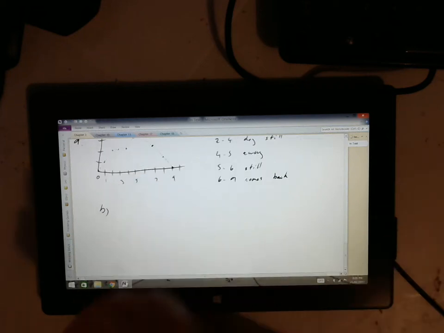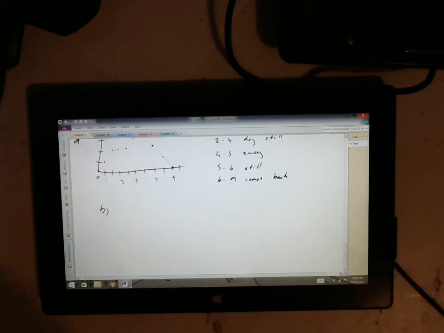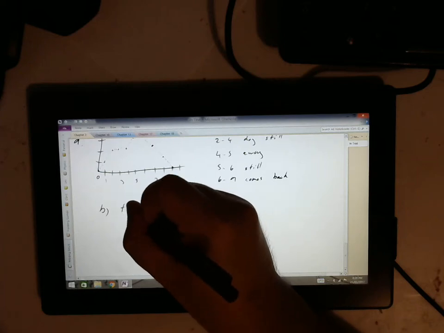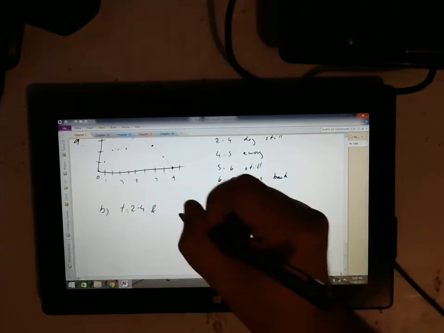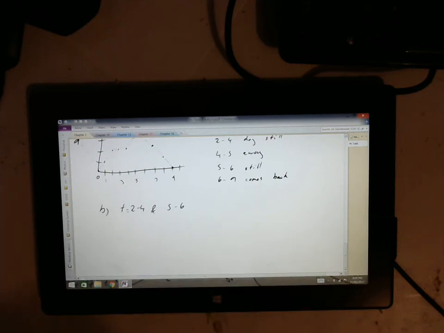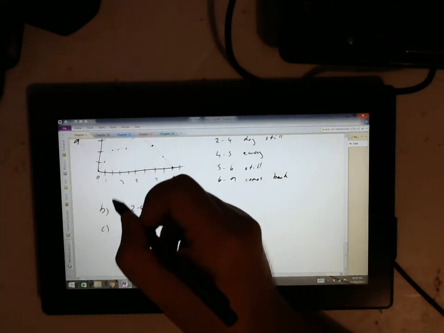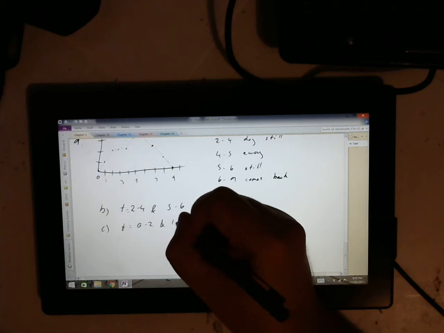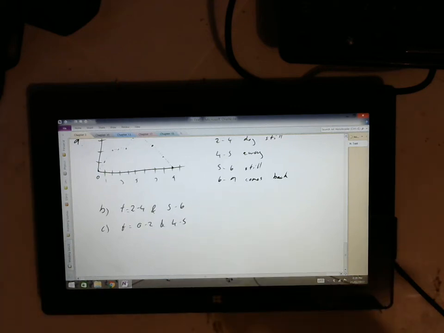Part B, and I think we've answered most of these questions. When was the dog stationary? So, the dog was stationary at t equals 2 to 4 and 5 to 6. Next question, when is its displacement increasing? From t equals 0 to 2 and from 4 to 5. So when it was going further away. From 6 to 9, the displacement is decreasing because it's coming back to us, so you've got to be careful for that.